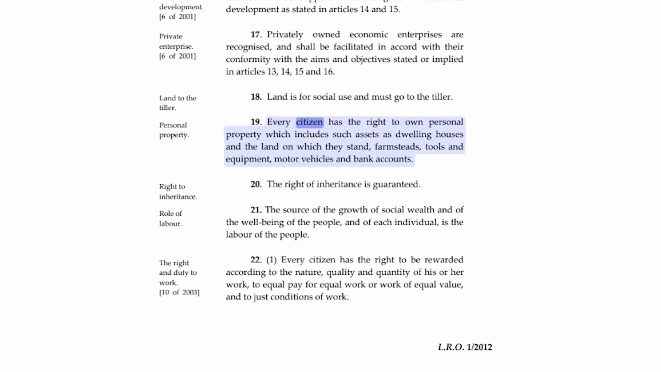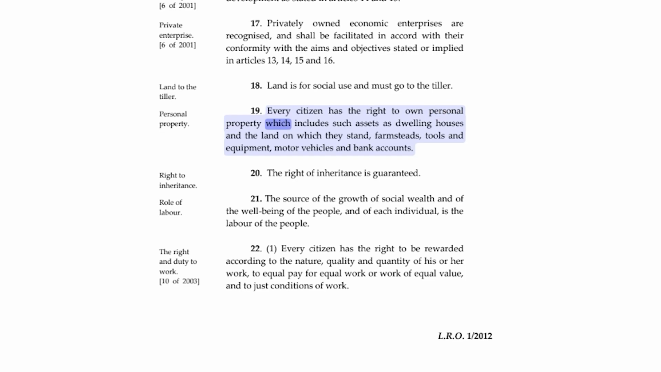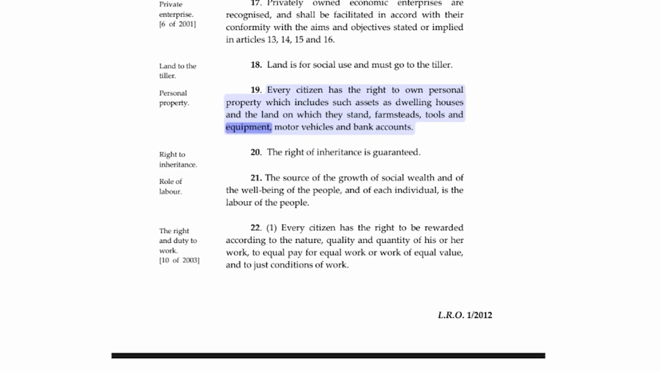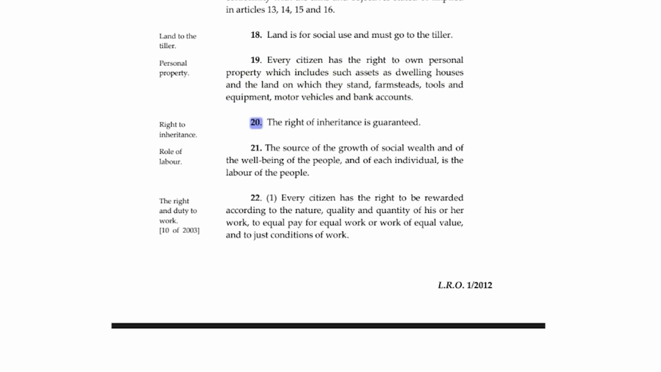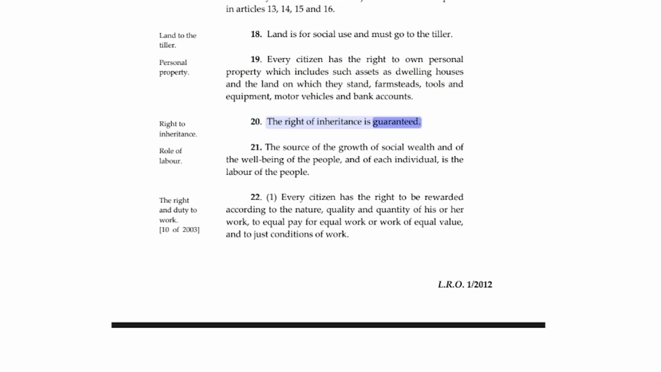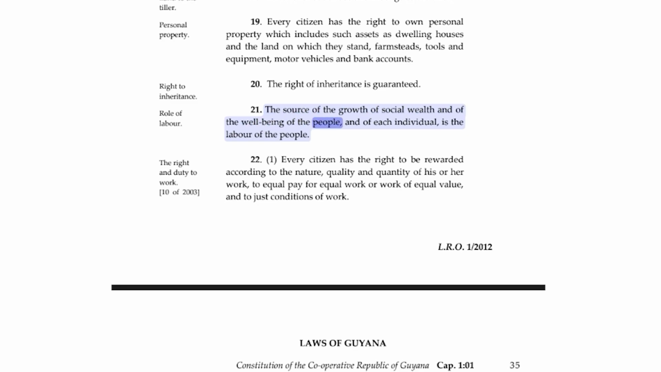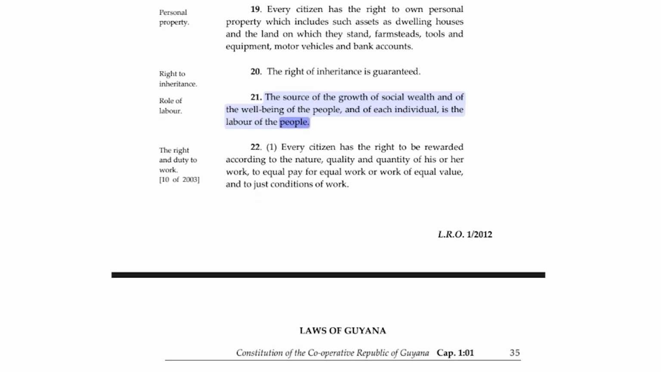19. Every citizen has the right to own personal property, which includes such assets as dwelling houses and the land on which they stand, farmsteads, tools and equipment, motor vehicles and bank accounts. 20. The right of inheritance is guaranteed. 21. The source of the growth of social wealth and of the well-being of the people and of each individual is the labor of the people.